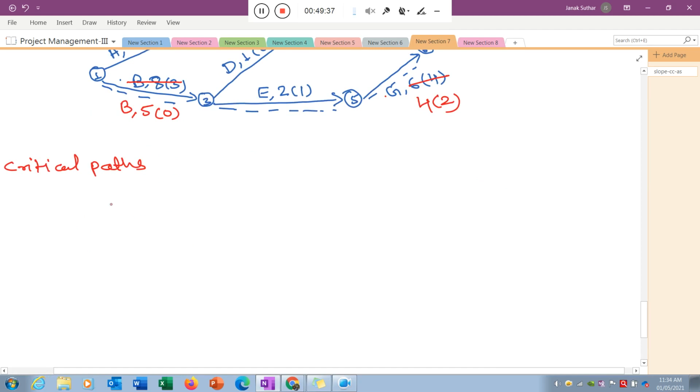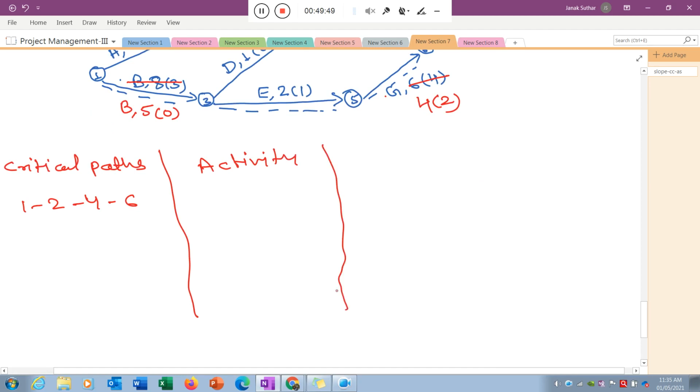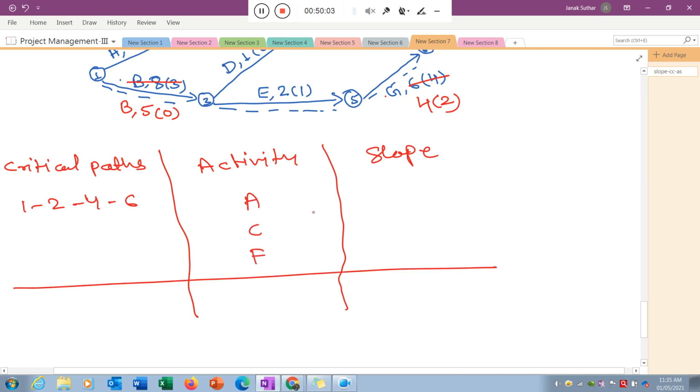The critical path there is 1 to 2, 4 to 6. All paths are critical. Okay, so what are the activities there? You can see there are activities A, C and F. Okay, and what is the slope? 5,000, 4,000 and 3,000.